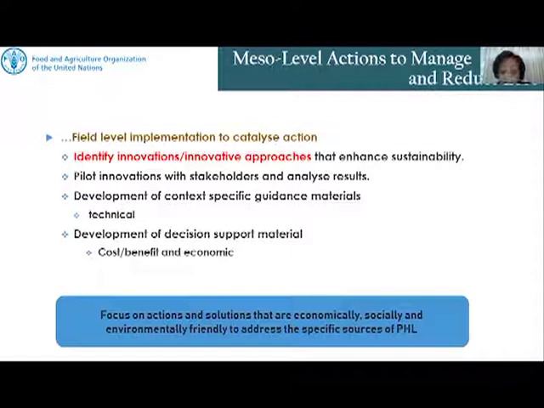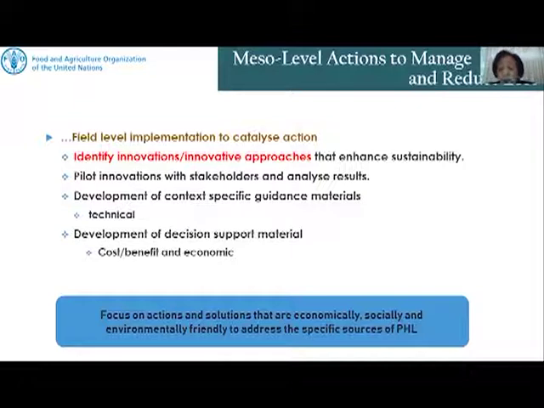Once identified, we begin to work with the stakeholders to identify innovations and innovative approaches that are economically, socially, and environmentally suitable for the context, and also to meet the needs of the specific target markets. And some of these innovations that we have found in our work actually sit on the shelves in research centers in many countries from the early days of post-harvest intervention. So some of these we are able to do, sometimes with some modification. We are able to put them to work through piloting with stakeholders.